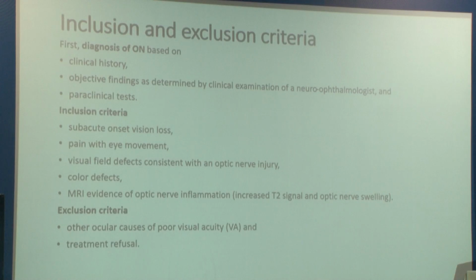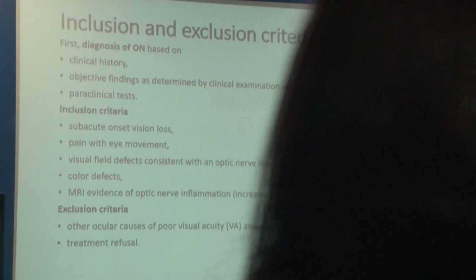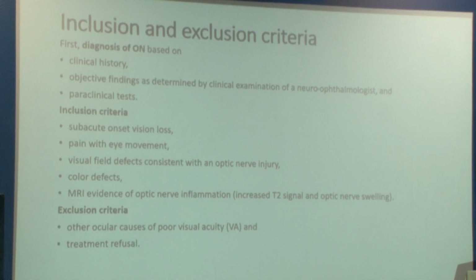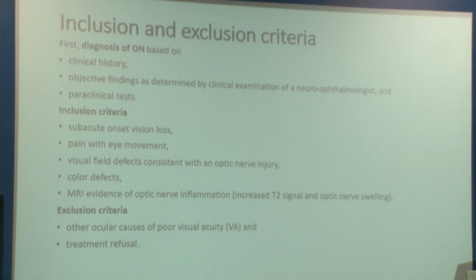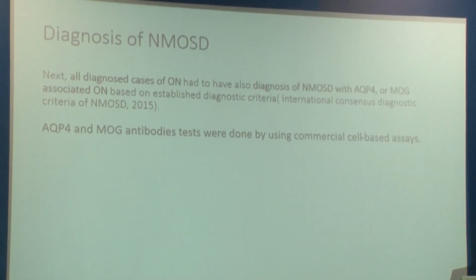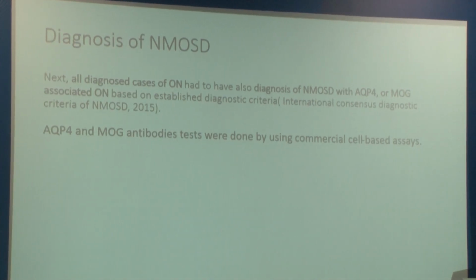First, we go for the diagnosis of optic neuritis by the clinical history and objective findings as determined by the clinical examination of a neuro-ophthalmologist and paramedical clinical tests. There are some inclusion and exclusion criteria in our study. Exclusion criteria are other ocular causes of poor vision and treatment refusal. All diagnosed cases of optic neuritis also had the diagnosis of aquaporin 4 and MOG associated optic neuritis based on the established diagnostic criteria of the International Consensus Diagnostic Criteria of NMO 2015. Aquaporin 4 and MOG antibody tests were done using a commercial cell-based assay.